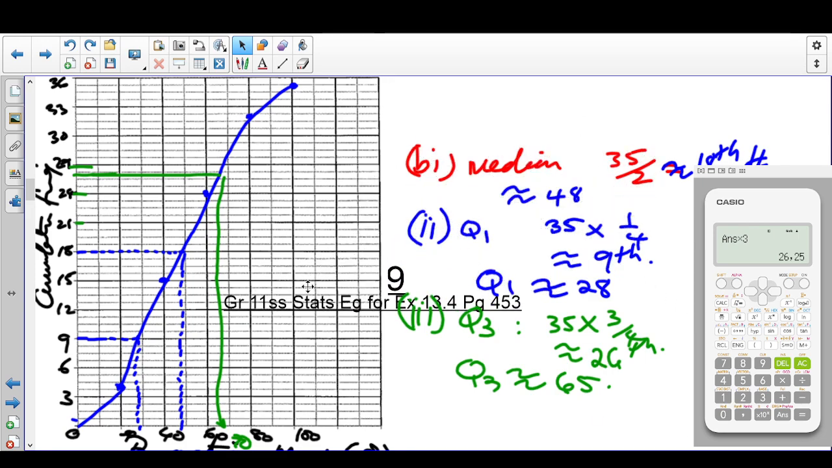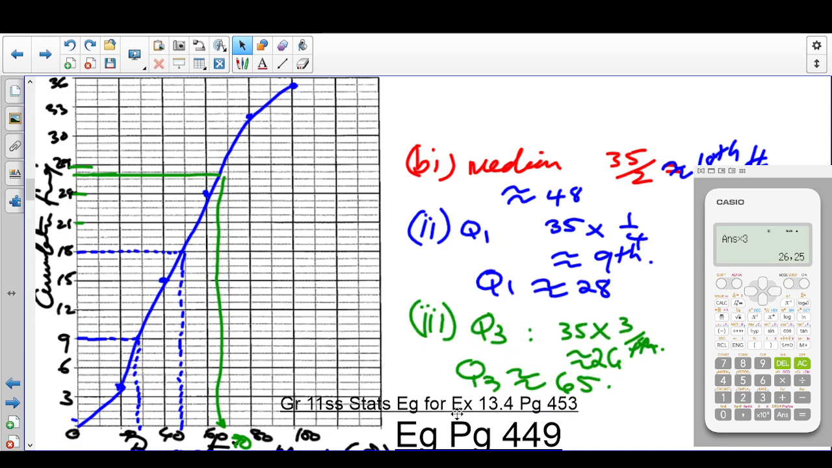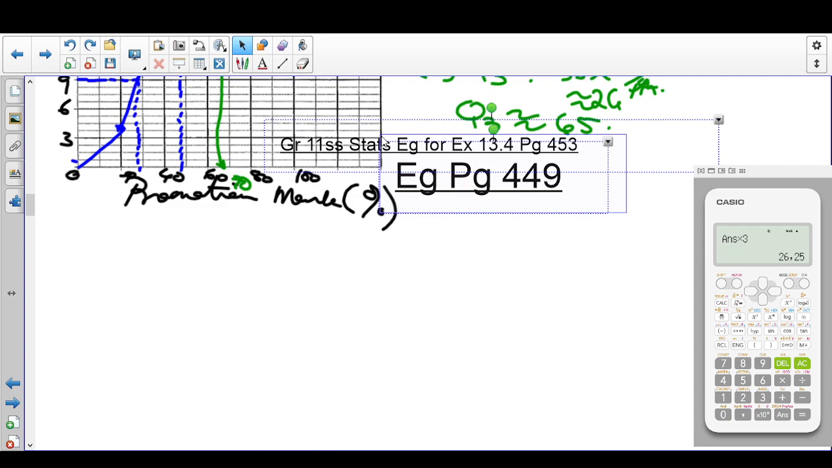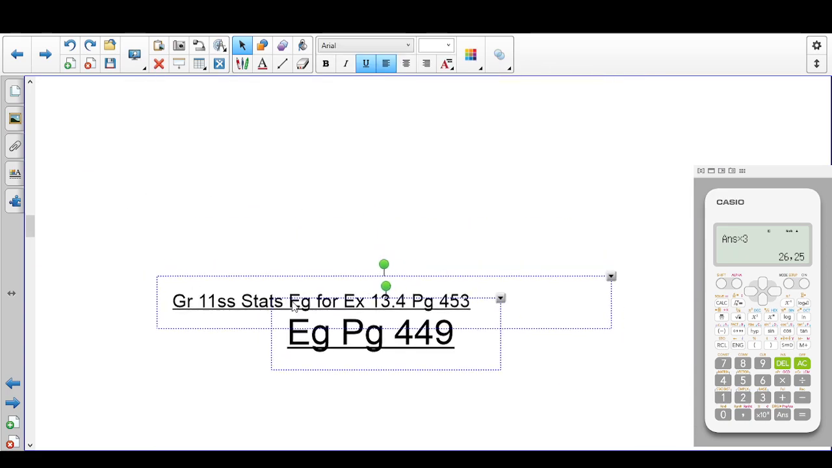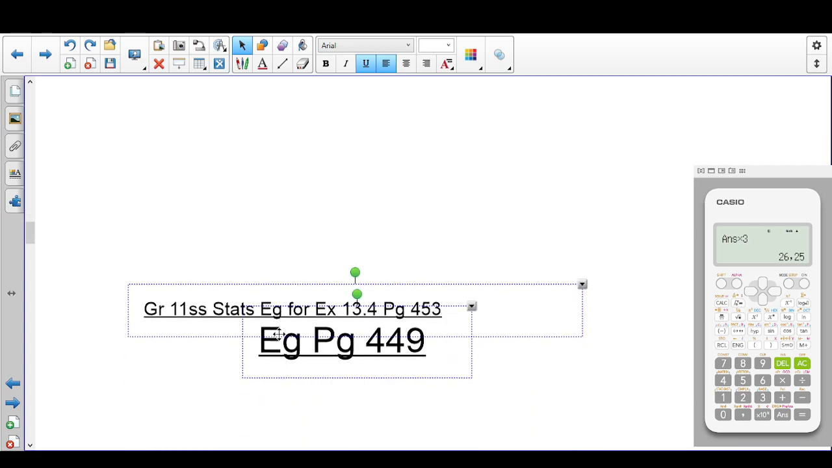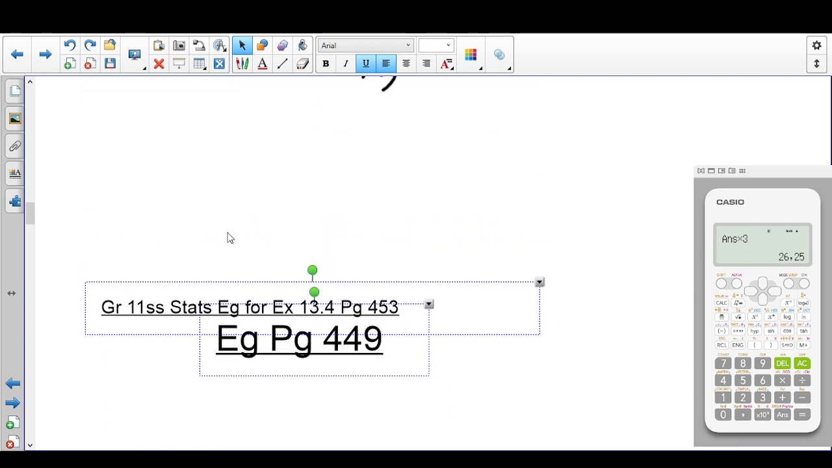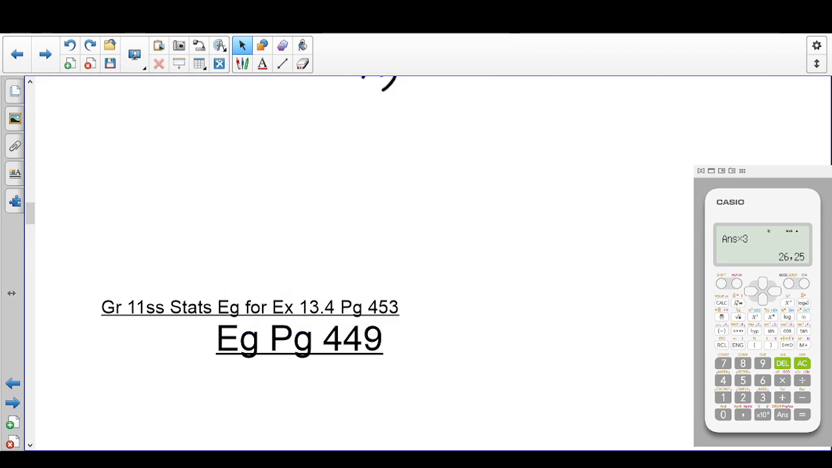It's going to be easier to do this on grid paper. In the exams, we provide you with grid paper as well. Okay. I'm going to pause this video and then do the second example, example 2 of the section of examples for exercise 13.4.